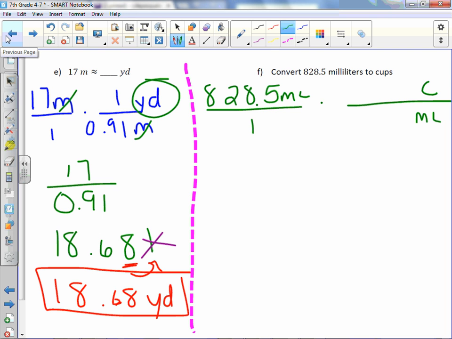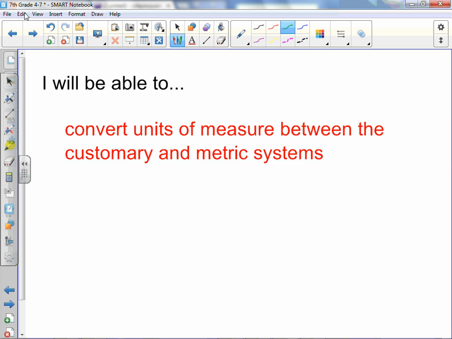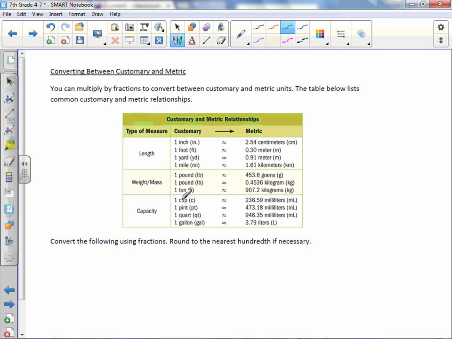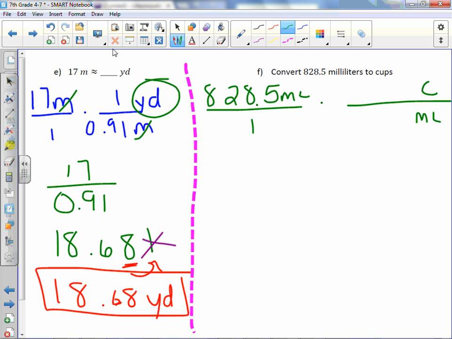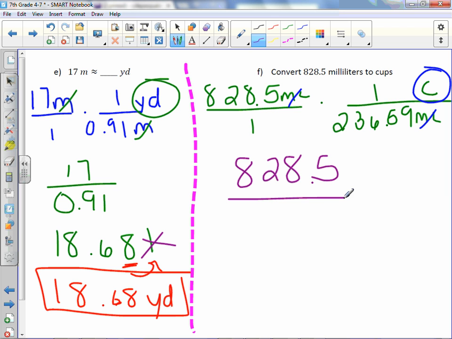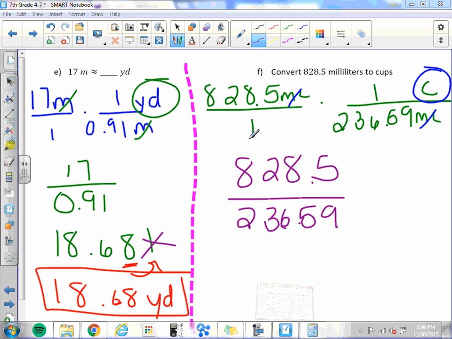So again, we have 1 cup is 236.59 milliliters. The milliliters cancel out, leaving you with cup, your desired unit. Multiply across. 828.5 is your numerator. 236.59 is your denominator. Divide.